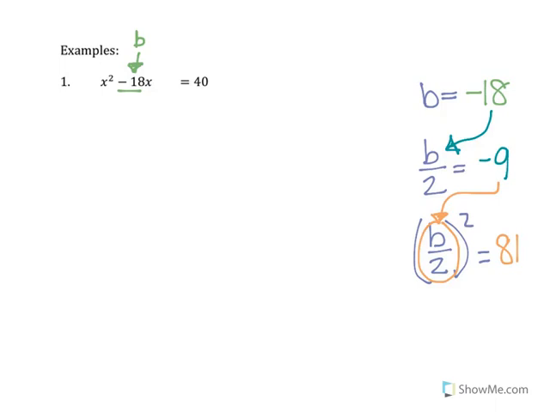Now, if we look at our steps, step 2 says to add the b over 2 squared value, so this 81, to both sides of the equation. So I left a little space here so that hopefully you can squeeze in plus 81 on both sides of the equation. Now we're on to step 3, where you factor.